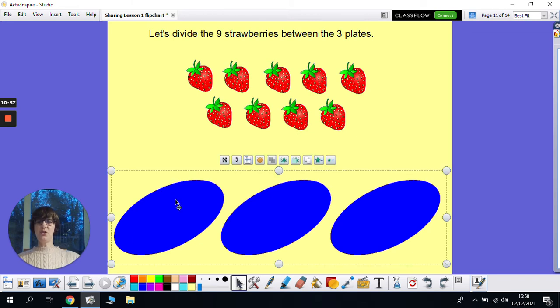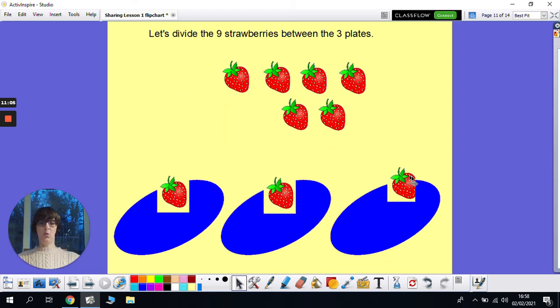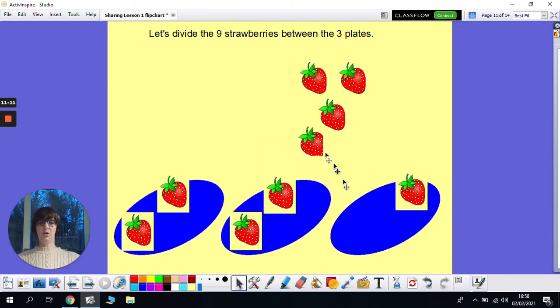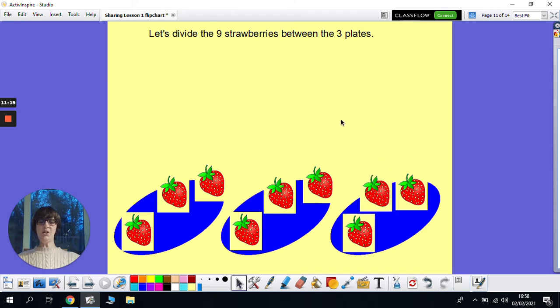Let's divide the 9 strawberries between the 3 plates this time. 1, 1, 1, 1, 1, 1, 1, 1, 1. So how many strawberries are on each plate? Yep, there are 3 strawberries on each of the plates. They are all equal. So 9 strawberries shared between 3 plates gives us 3 strawberries on each plate.